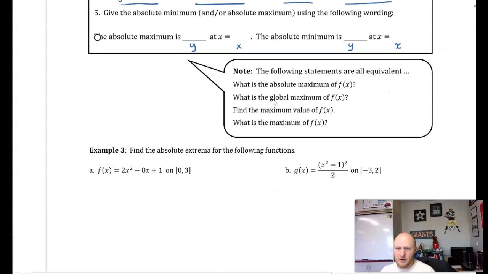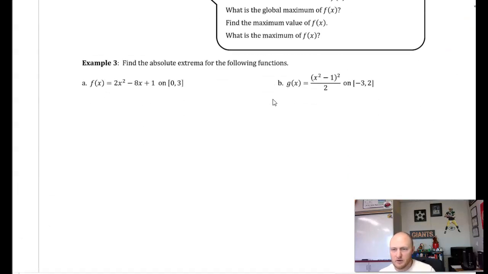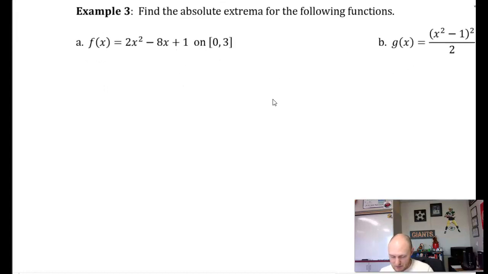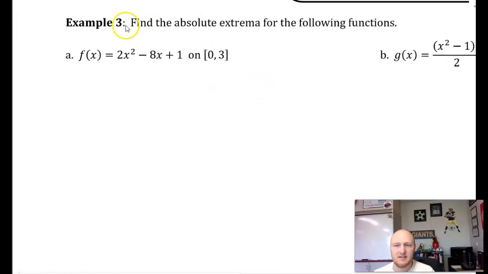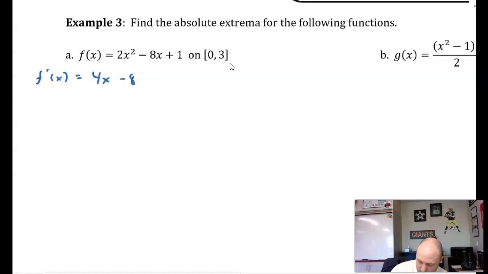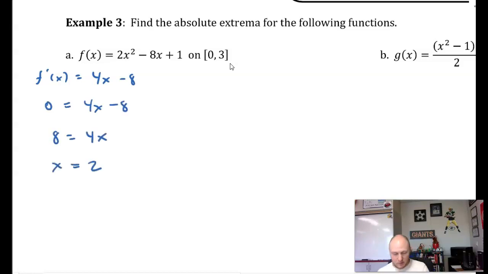Okay, so example number 3, let's look at some of these situations. Example 3, find the absolute extrema for the following functions. Here I have f of x equals 2x squared minus 8x plus 1 on [0, 3]. First I'm going to find my critical values. f prime of x is equal to 4x minus 8. I'm going to set this equal to 0 in order to find the critical values and solve. So we get x is equal to 2.